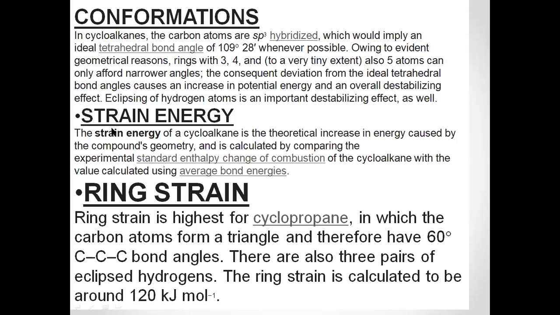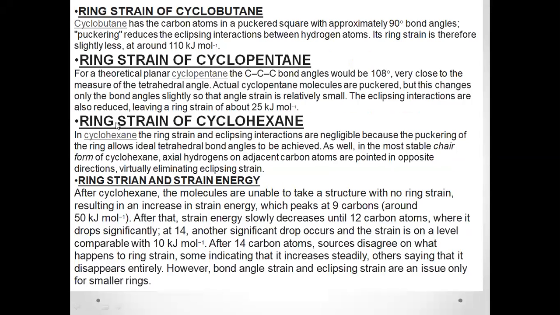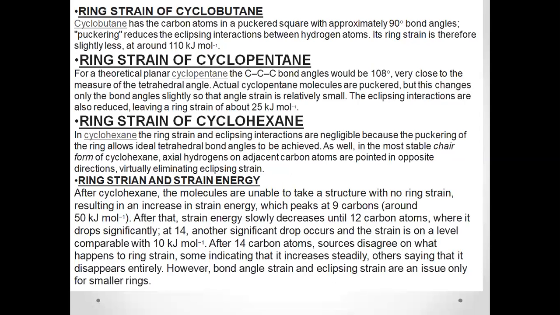First of all, I want to tell you what strain energy is. The strain energy of a cycloalkane is the theoretical increase in energy caused by the compound's geometry, and it is calculated by comparing the experimental standard enthalpy change of combustion of the cycloalkane with the value calculated using average bond energy. As I have already told you, ring strain is caused by angle strain, torsional strain, and non-bonding interactions. Now we will discuss the ring strain of cycloalkanes.